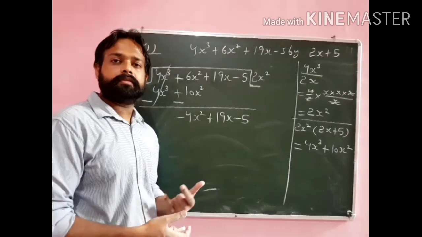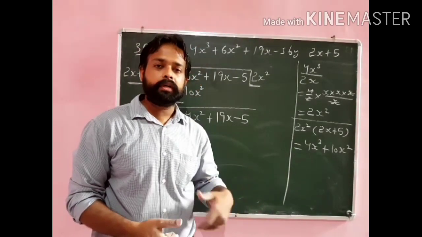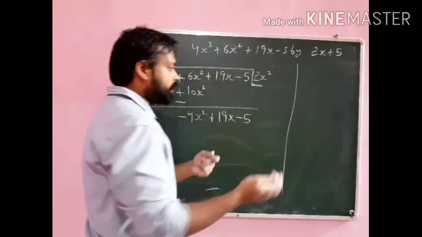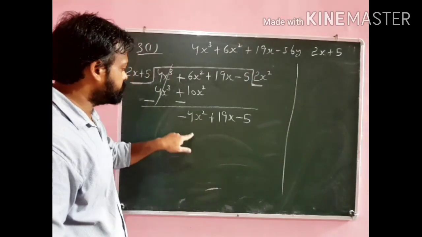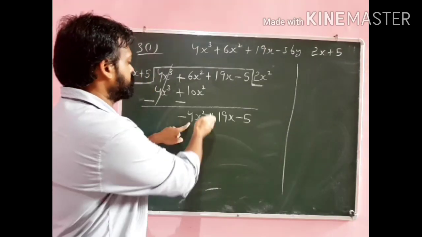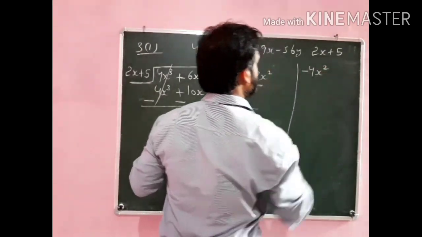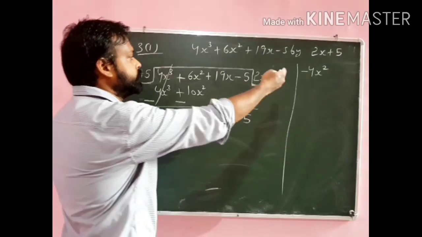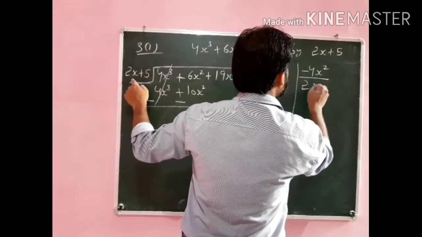By following these three steps I have completed the first round, but we have to continue doing the steps until we do not get any remainder. So again, we are left with minus 4x square plus 19x minus 5. Again follow the same steps. Step number 1: the highest term. This is minus 4x square, because the power of the highest variable is x square. Again, divide by this 2x.